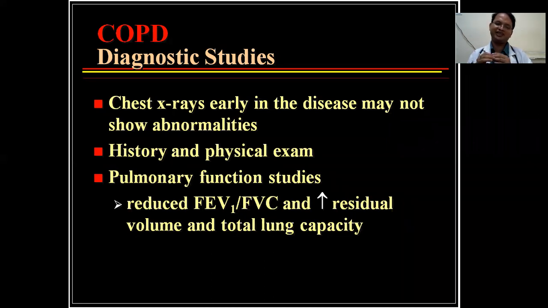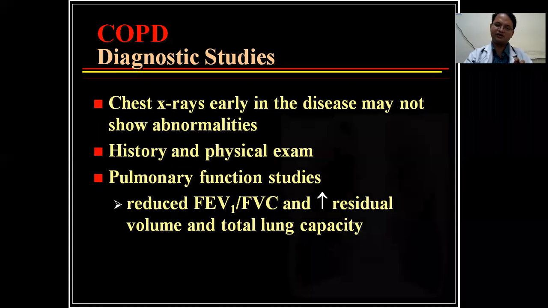The pulmonary function test also shows a reduction in the ratio between FEV1 and FVC, forced expiratory volume in the first second, divided by the forced vital capacity, and an increase in residual volume and total lung capacity will also be present. So not only the ratio will be decreased, and there should be an increase in the functional residual capacity, residual volume, and total lung capacity.